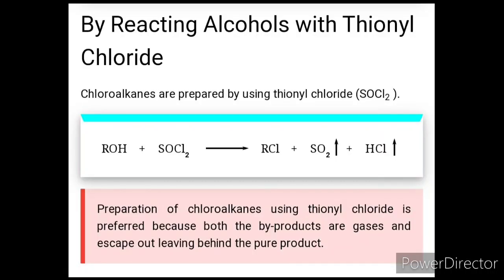Now let's do the last method, by using thionyl chloride. By reacting alcohol with thionyl chloride SOCl2, chloroalkanes are prepared. Any alcohol when it reacts with SOCl2 will give chloroalkane, where SO2 and HCl gases are released as byproducts and escape out, leaving behind the pure product. In this, the primary compound which cannot be made via carbocation can be easily made, and in this tertiary can be directly converted into halogen.